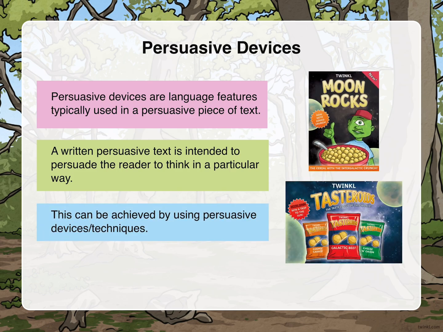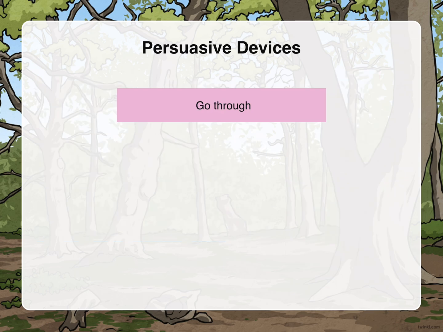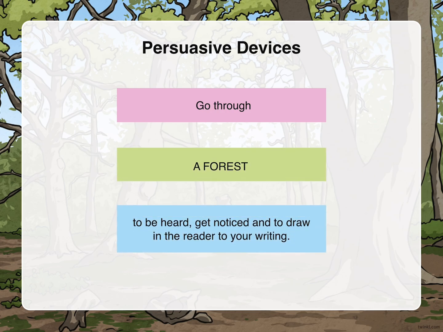So we're going to look at words, word choice, we're going to look at questions, we are going to look at lots of different things, techniques and tools that will help us do that. So here is a little rhyme, an acronym, a little phrase that will help us remember all the devices that we can use when we come to do our hot task. So go through a forest, to be heard, get noticed, and to draw in the reader to your writing. So go through a forest. If you remember that, that's absolutely fine. A forest is the acronym, okay?